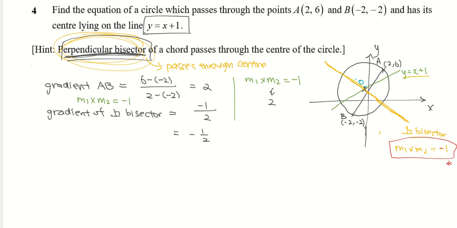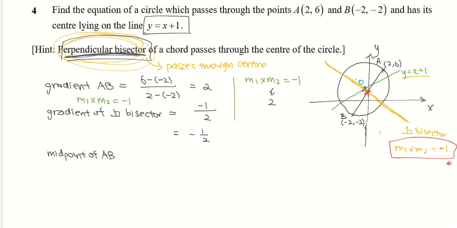Okay, let's say one of the gradients is 2. We will find the equation of the perpendicular bisector. Are you familiar with y equals mx plus c? You can use this. Actually, instead of using this, take note: if you want to find y equals mx plus c, you need to find the midpoint first. Let's find the midpoint of AB first, because I need to find this point that passes through the new equation that I want.